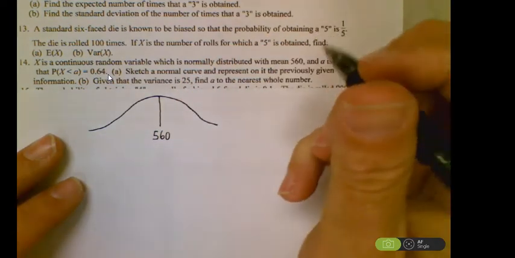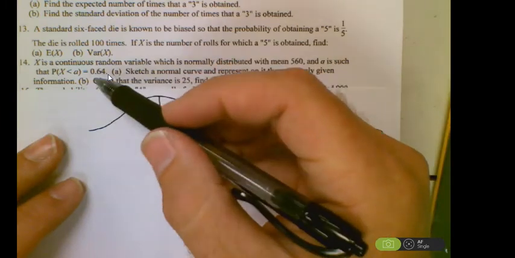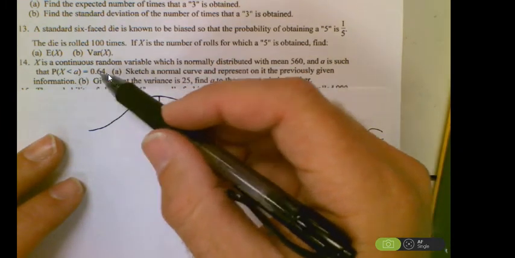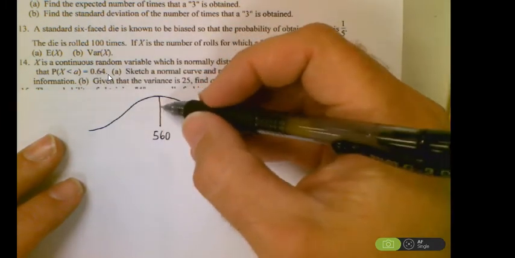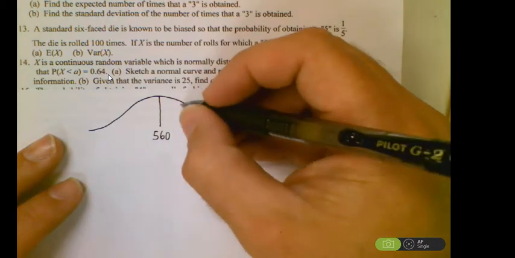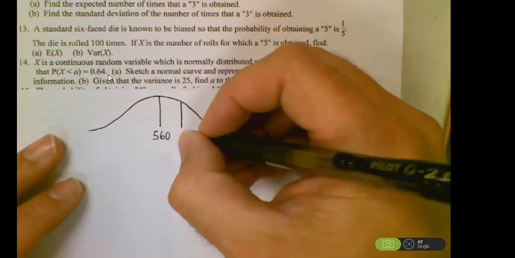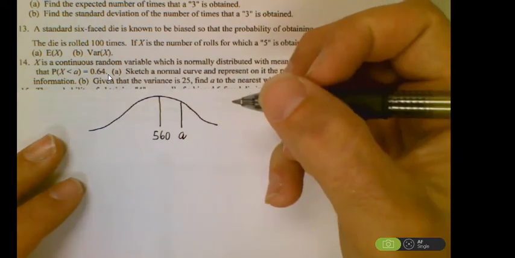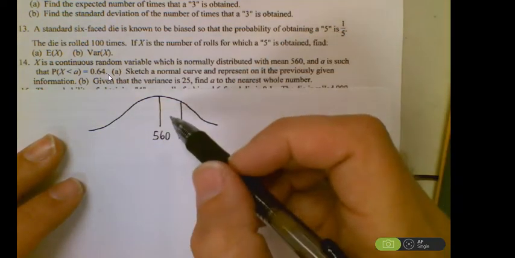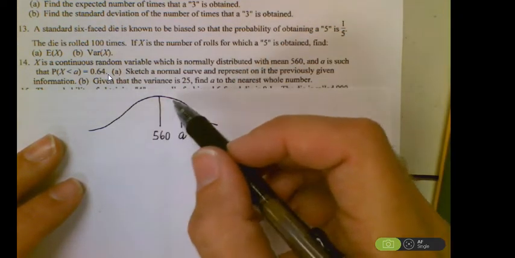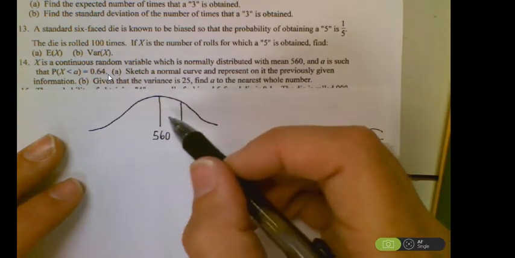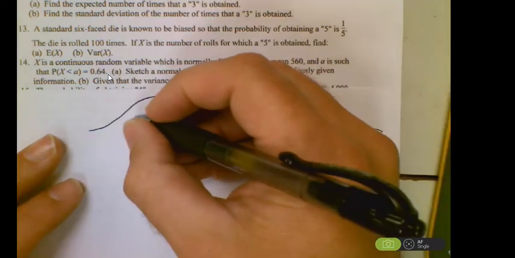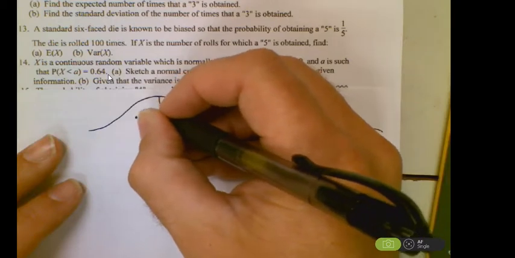So there's our mean. And A is a value such that everything below it is 64%. So obviously, if everything below this is 50%, I know that A is somewhere to the right of that, so that everything below that is 64%. One thing to keep in mind, you could just put a 64% here and that would be acceptable, but I could also break that up if I really wanted to.